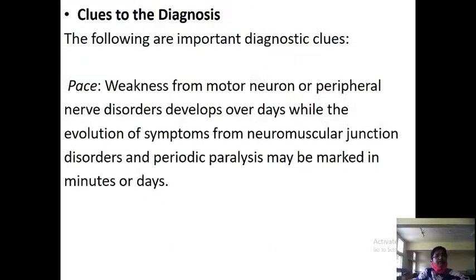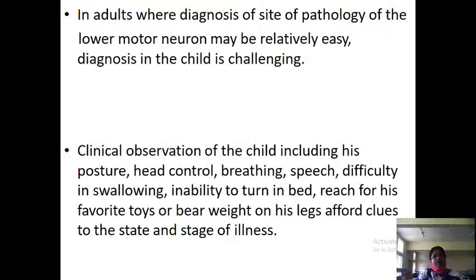So in the history, how will you elicit it? You have to elicit whether it is unilateral or generalized, whether it is proximal or distal. How will you know proximal and distal? Supposing the child is not able to hold anything, not able to hold a glass, not able to hold a pencil, that would all be distal.